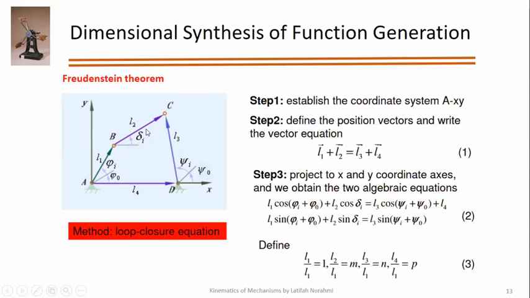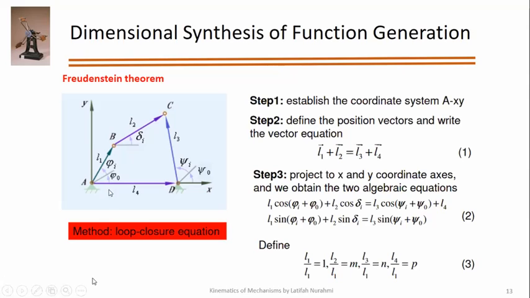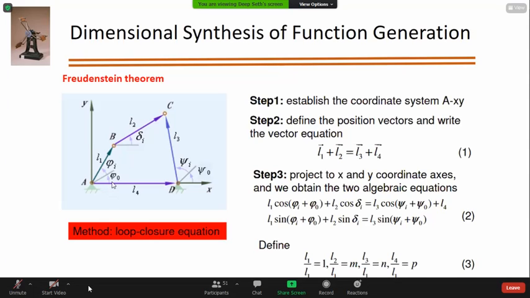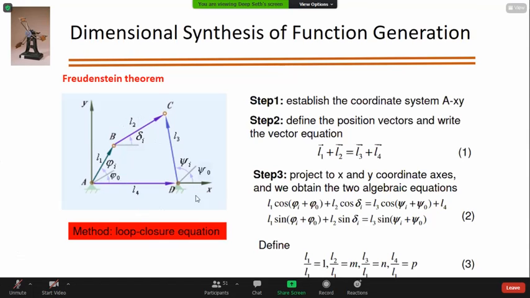So here you are seeing the dimensional synthesis of function generation, and we are talking about Freudenstein's theorem. So the method is the loop closure equation that you will be following. So this is a 4-bar linkage. So link 1, I'm representing with L1. Then similarly link 2, link 3 and link 4. AD is fixed. Okay, link 4 is fixed. The distance between these two points A and D is fixed. And your link is moving from phi naught, then phi i, similarly delta i, then psi naught, psi i. Okay, so like that your link is moving.